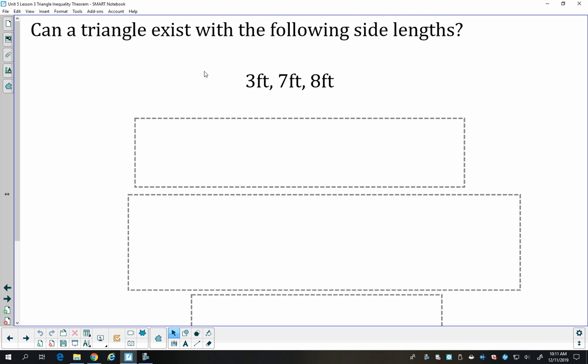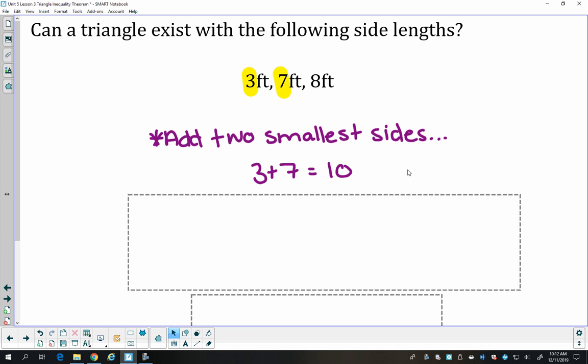So we want to know, can a triangle exist with sides that are 3 feet long, 7 feet long, and 8 feet long? The way that I would do this is I take the two smallest sides, 3 and 7, and I add them together. I know that the two biggest sides, when I add them together, are going to be bigger than the smallest one. Where I might get stuck is when I take the smallest one and add it to the side that's in the middle. So I'm going to add 3 and 7 and get 10.